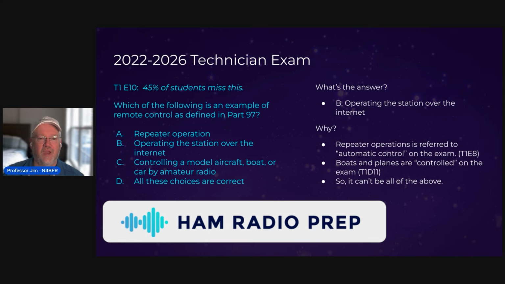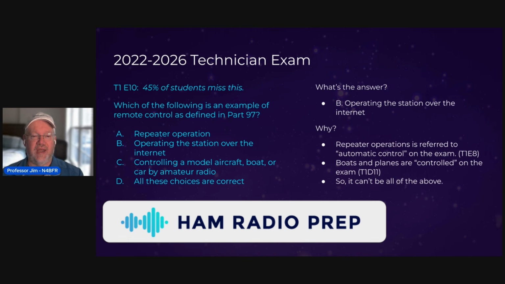In our database, we have every question on all three exams. And as people take practice tests, we score them and understand how many people got that right when they tried to answer the question and how many didn't. So we have a good feeling for what are the places where people have trouble with exam questions. Okay, so we're going to go into the 2022 to 2026 technician exam pool.